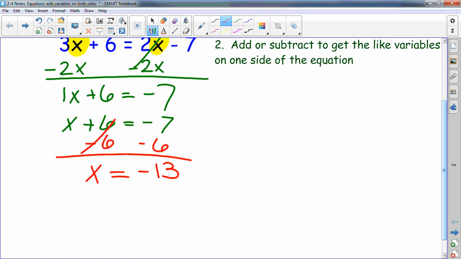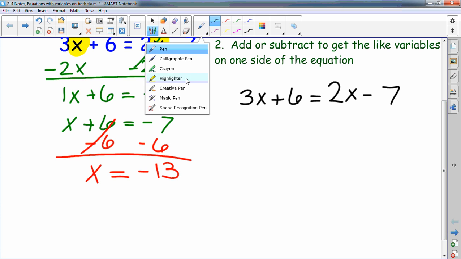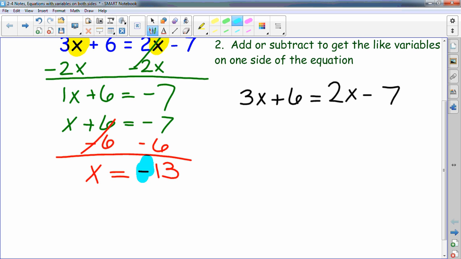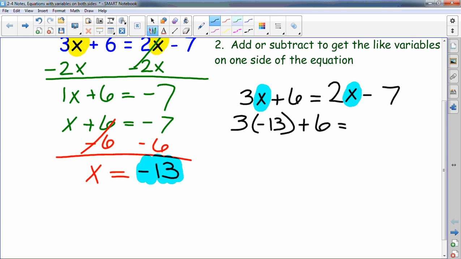Now how would you check that? We'll go back up to your original equation and plug in your x. I have 3 times x plus 6 equals 2 times x minus 7. Well, what is x supposed to equal? Negative 13. So take your negative 13 and plug it in for this x and this x. So I have 3 times negative 13 plus 6 equals 2 times negative 13 minus 7.